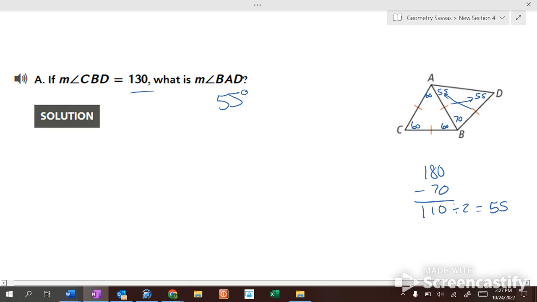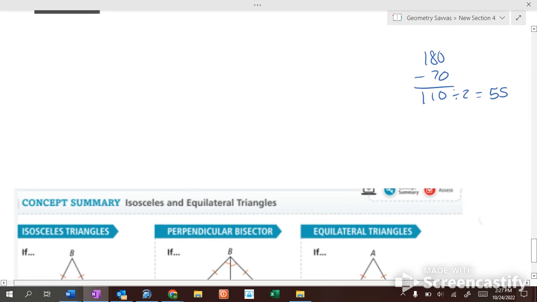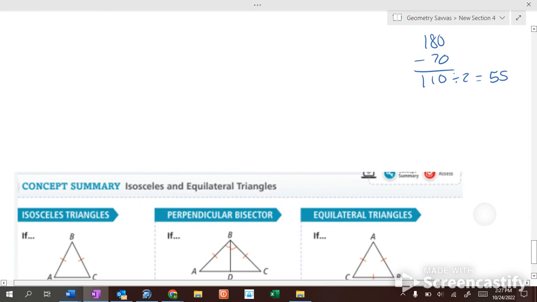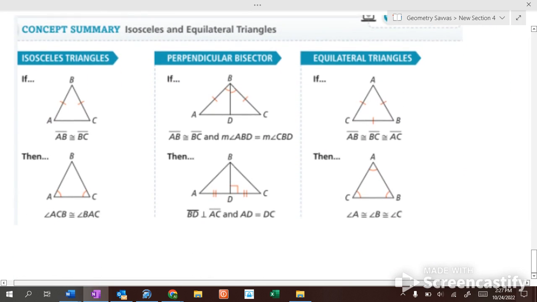If I would ask you what's CAD, how big is CAD? CAD. How big is that? 60 plus 55 is 105? 100? 115. Yeah, 115. Miss Beers, I can't do math.